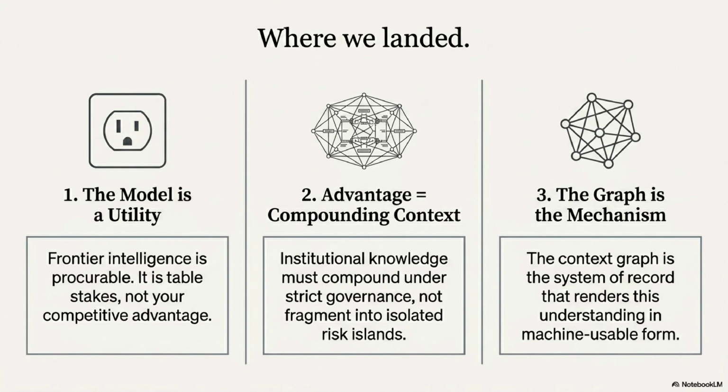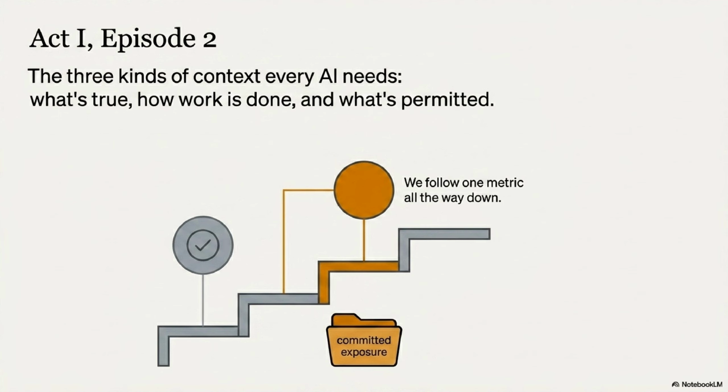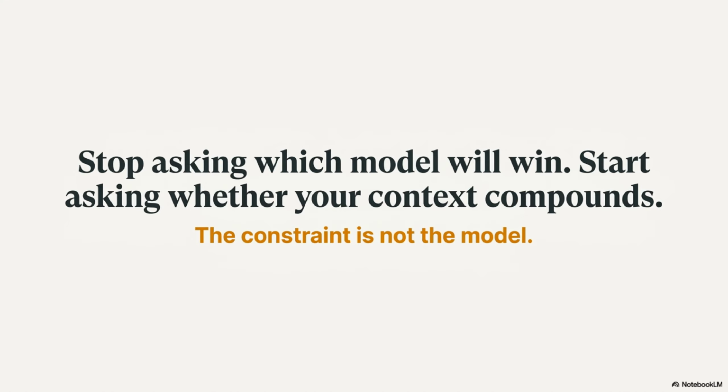So, where we landed, the model is becoming a utility, table stakes, not advantage. Advantage comes from institutional knowledge that compounds under governance instead of fragmenting into islands. And the context graph is the mechanism that makes that compounding possible. Here's the climb from here. We've made the reframe. The model isn't the constraint. Next, we open up the asset itself. Because context isn't one thing. Every AI needs 3 kinds of it: what's true, how work is done, and what's permitted. And we'll meet committed exposure properly, the one number we follow all the way down this series. Stop asking which model will win. Start asking whether your context compounds. The model is not the constraint. I'll see you in episode 2.